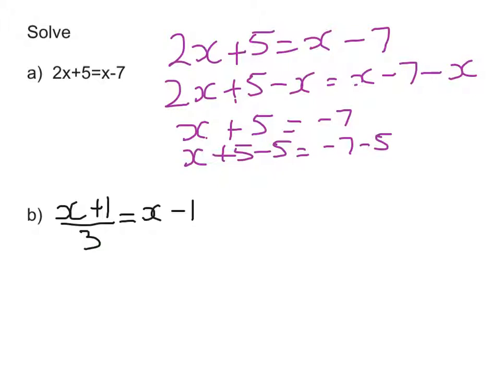I'm doing exactly the same operation to left and right hand sides, and I'm left with x equals negative 12. And we can check that back. 2 times negative 12 is negative 24 plus 5, which is negative 19. Oh, where's my negative sign gone? There it is. And that's equal to negative 12 minus 7, so we're happy with that.